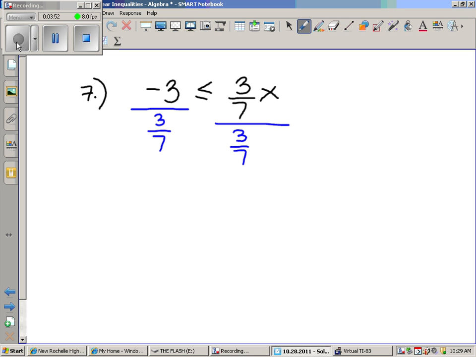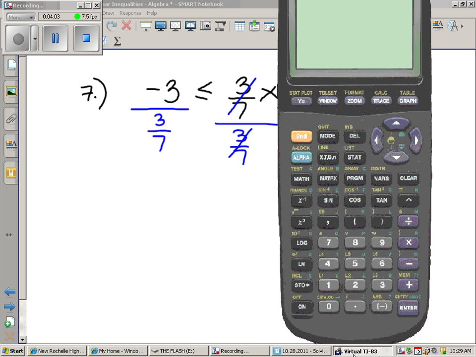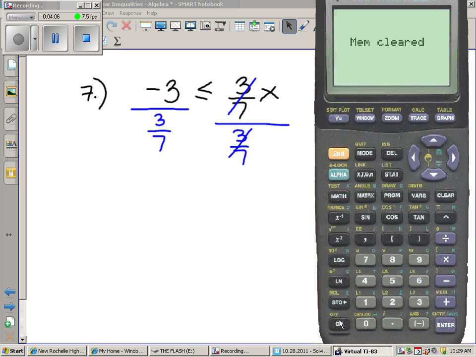Okay? How do you do that? Let's show how we would punch that into our calculator. Okay? Turn it on. You type -3 divided by 3/7. Hit enter. Do you see how I rubber banded the 3/7 together? You have to do that. Enter. It's just -7.